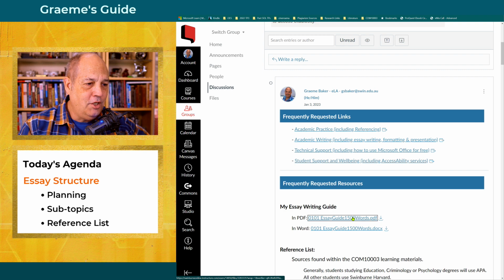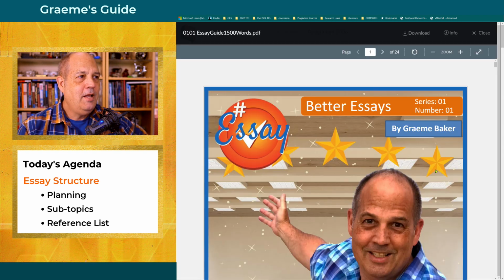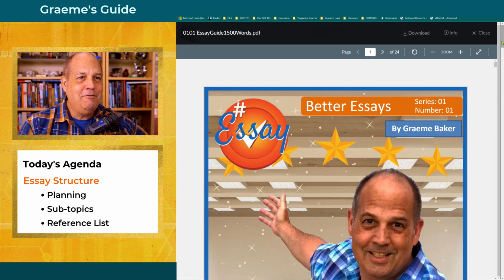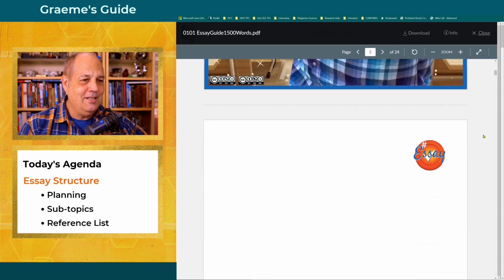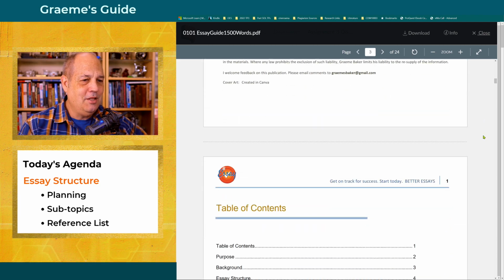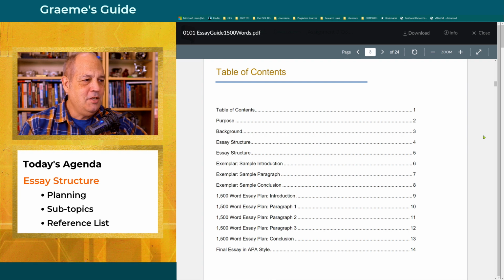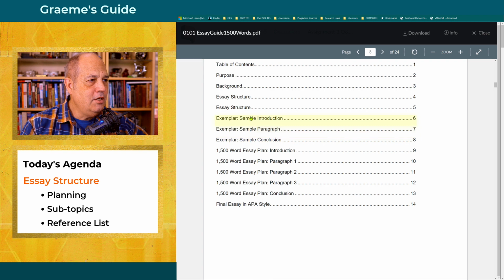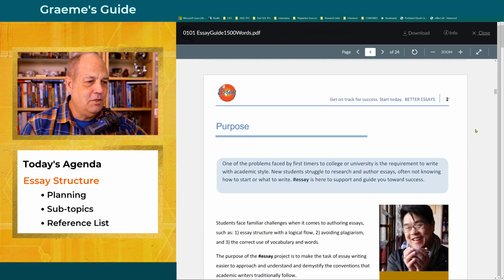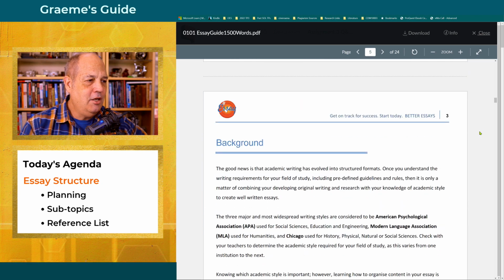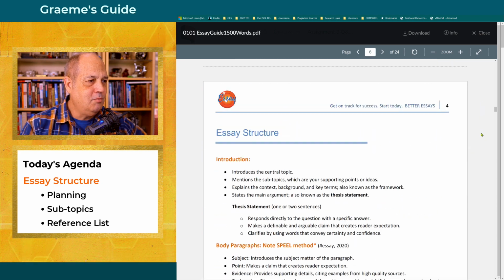If you click on it, it will open up. And there am I on the front. Great. Let me just scroll past that picture. I just want to show you some of the things that are in this. That's a table of contents of what's covered here. Let's go down to essay structure, because that's what we're talking about today. I just want to go through a couple of things with you here.